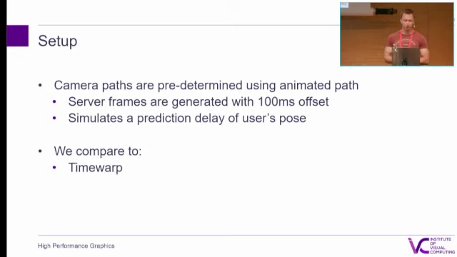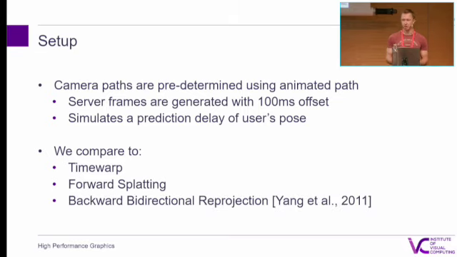The methods we compare to are simple time warp, a simple forward splatting approach, and a re-implementation of the backwards bidirectional reprojection, which means that it basically does not react to the deviating client movement at all. And we also compare to our method with extrapolation only, where we basically simulate a missing frame from the server and simply use the negative backwards flow field of the last frame we have.